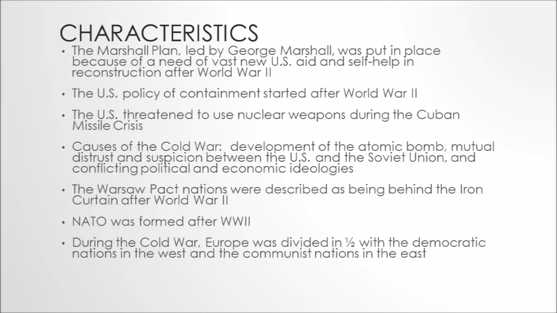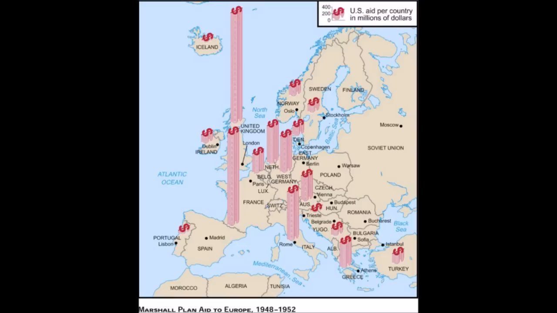Causes of the Cold War include development of the atomic bomb, mutual distrust and suspicion between the U.S. and the Soviet Union, and conflicting political and economic ideologies. The Warsaw Pact nations were described as being behind the Iron Curtain after World War II. NATO was formed after World War II. During the Cold War, Europe was divided in half, with the democratic nations in the West and the communist nations in the East. This is a map of Western Europe, the countries who took Marshall Plan aid.